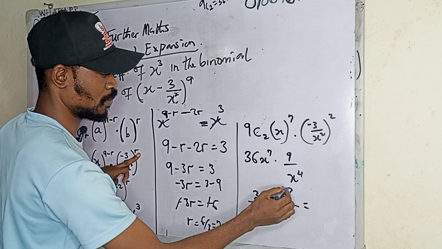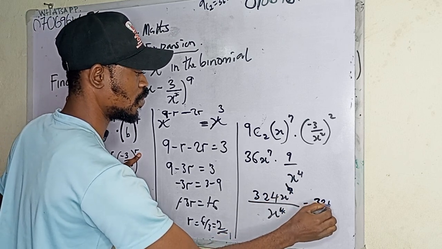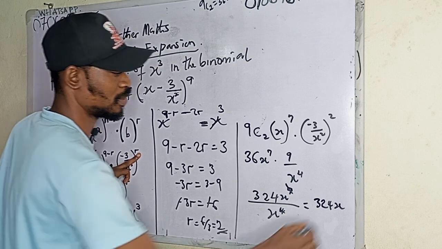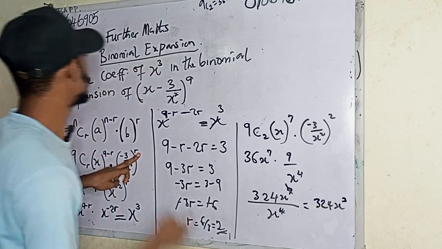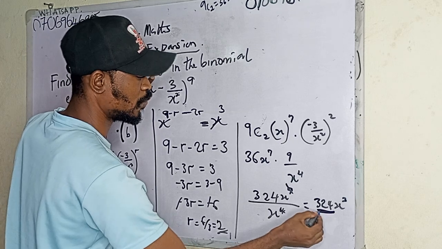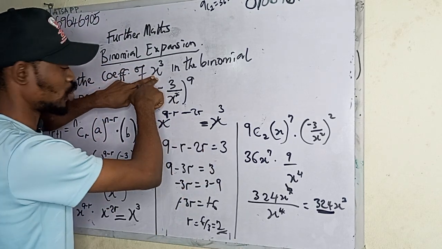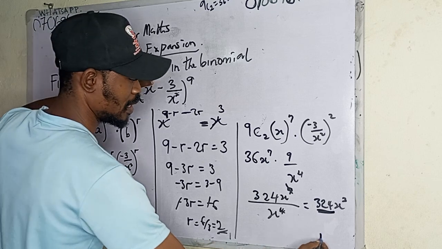4 cancels 4 out of this 7. Then we are left with 3. So we have 324 x raised to the power 3. All right. So they said the coefficient of x raised to the power 3 is what? 324. In the binomial expansion, the coefficient of x raised to the power 3 is 324. And that is the answer.